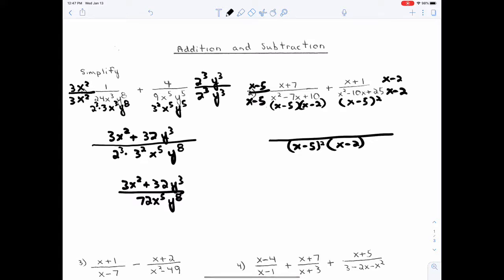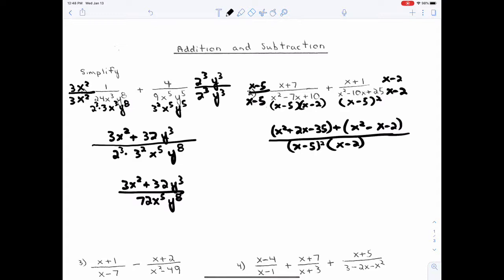Okay, so now let's multiply together. And here's the key to getting this right. Put the numerator of the first fraction in parentheses. So we're going to take x minus 5 times x plus 7. That's x squared plus 2x minus 35. And then plus. And put the numerator of the second fraction in parentheses. That would be x squared minus x minus 2.